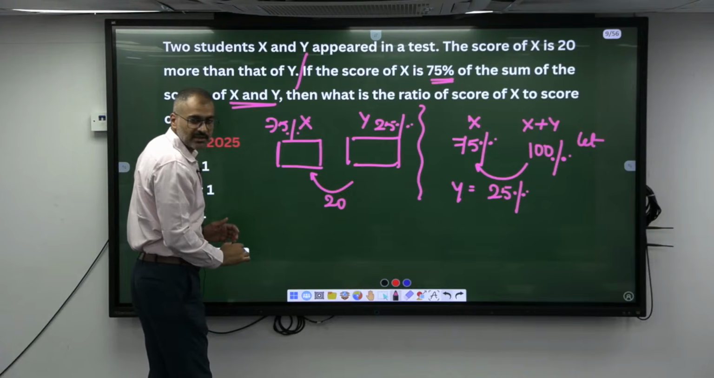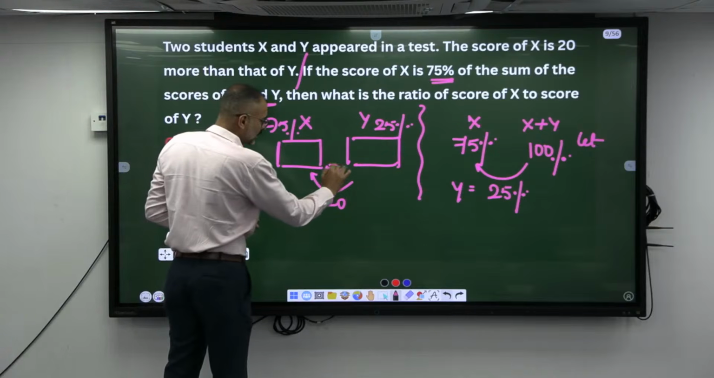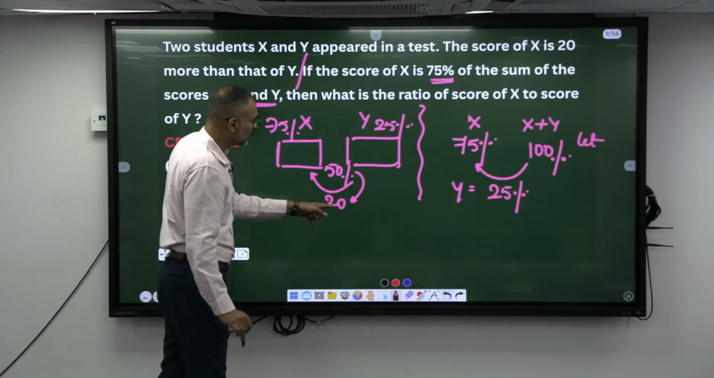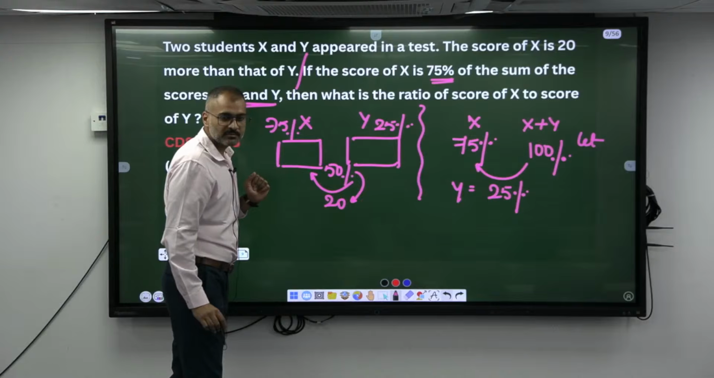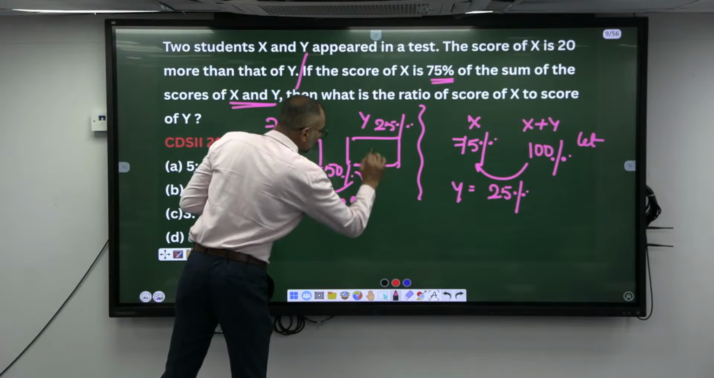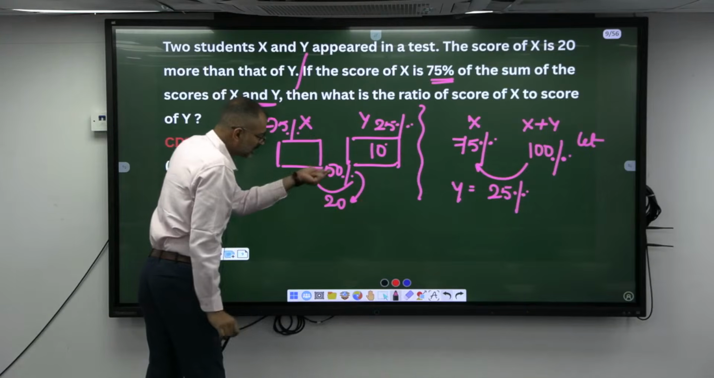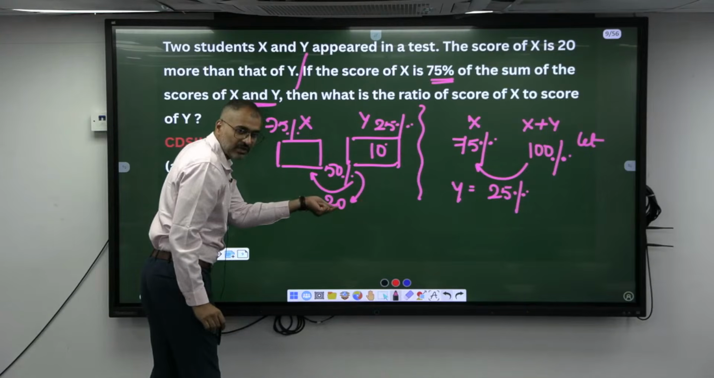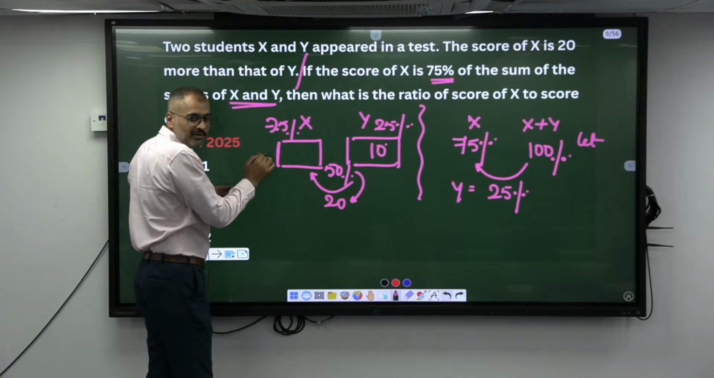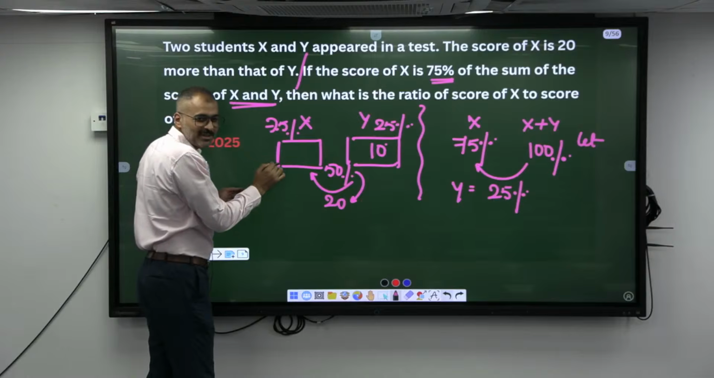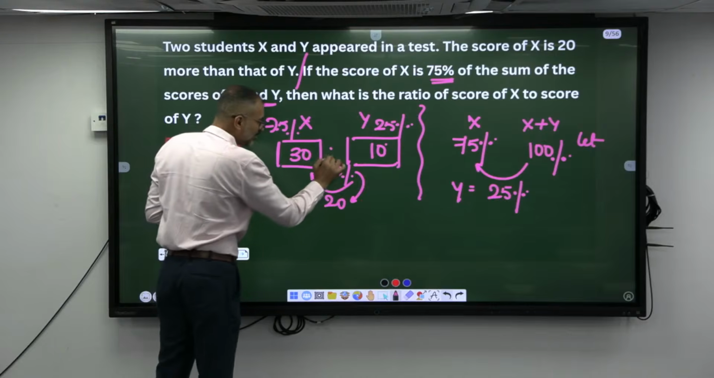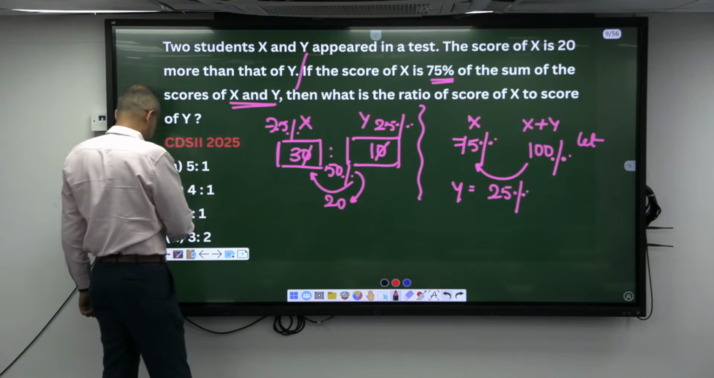50% already. That 50% value is given as 20. If 50% value is 20, then 25% value has to be 10. This is 10, and 75% value has to be 30. If 25% is 10, what is 75%? What is the ratio then? 3:1.